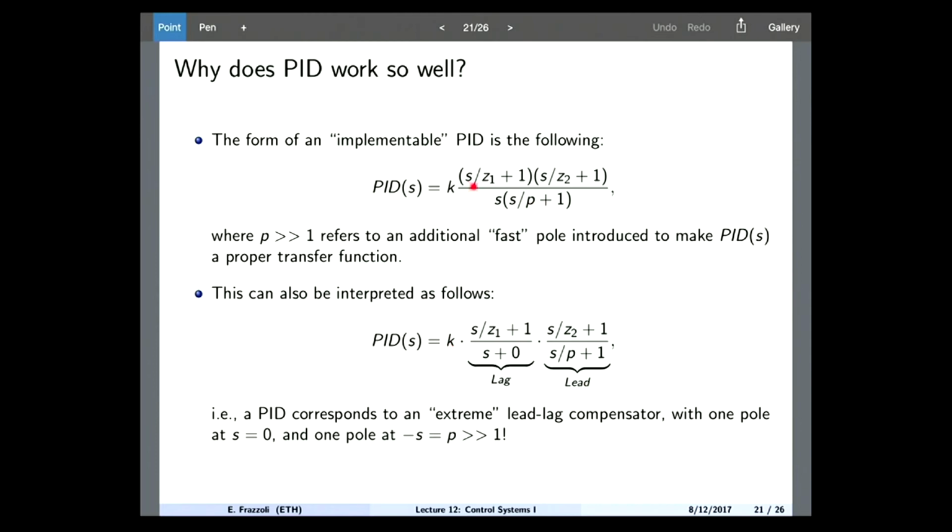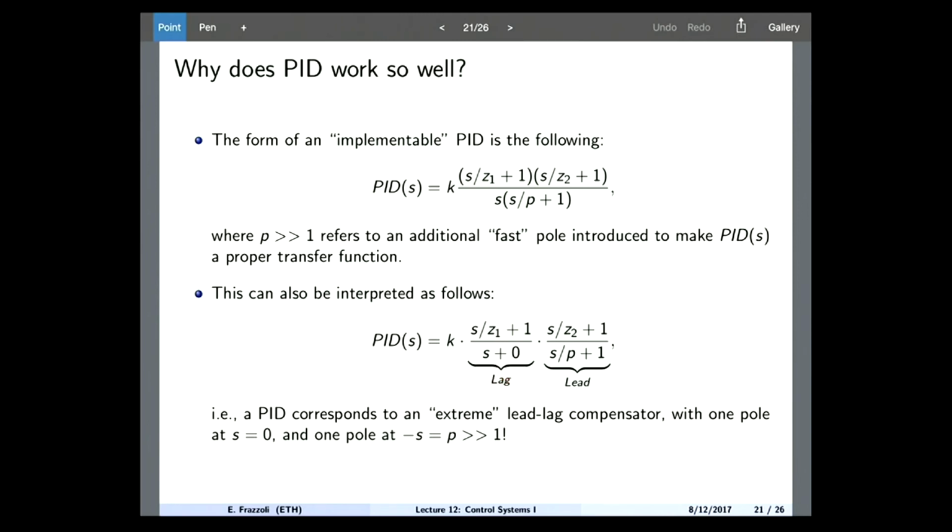Then you can group the first zero with the pole at the origin, and write this as s plus 0. You see that this is essentially something where the pole occurs first and then the zero. You can think of this as a lead, an extreme form of a lead where the pole is actually at frequency 0. Sorry, a lag. Sorry, I wrote it correctly. So this is a lag.